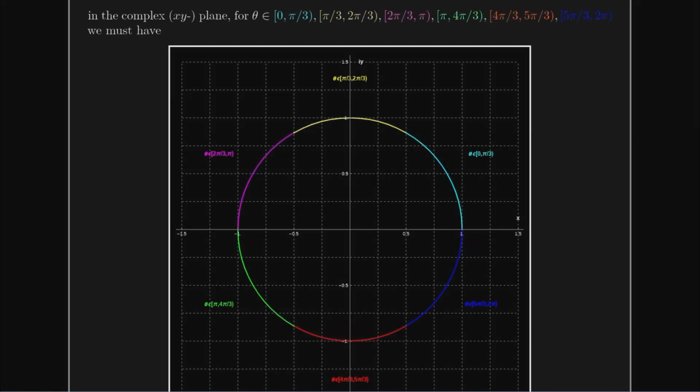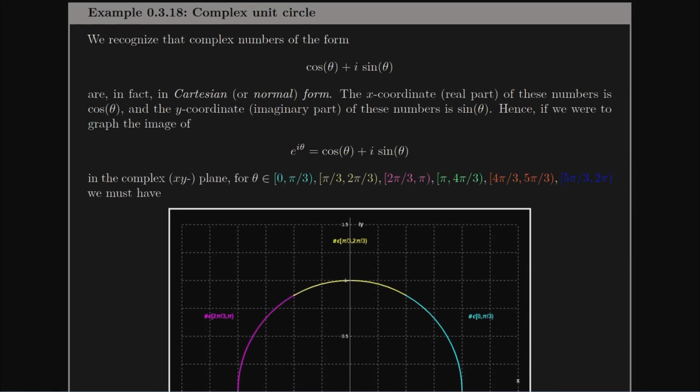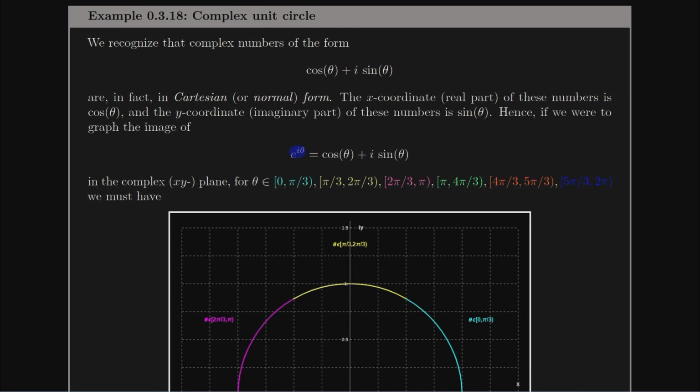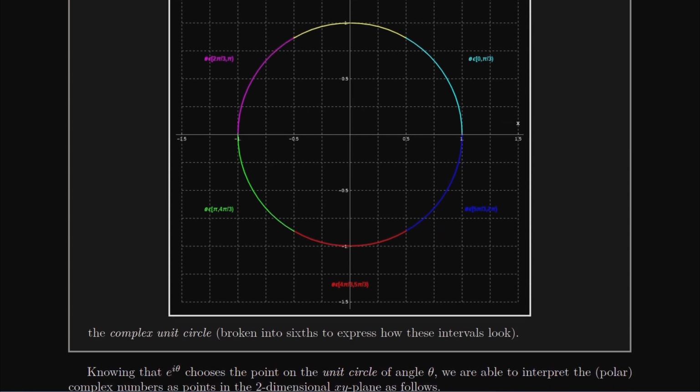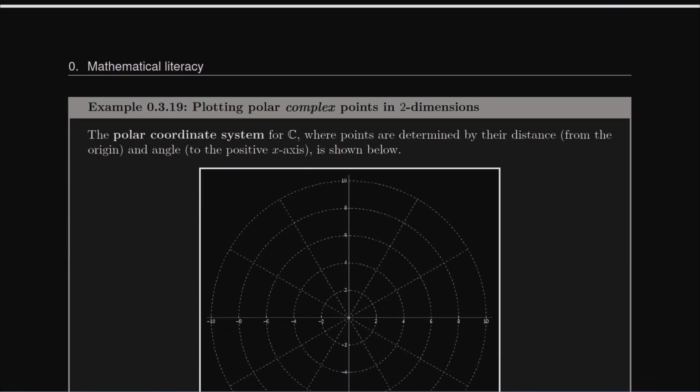And so I'm just trying to stress that really cosine theta plus i sine theta, which is the same thing as e to the i theta, is the complex unit circle. And then if we multiply it by the radius, we're just stretching it larger if the radius is greater than 1, or stretching it smaller if the radius is less than 1.